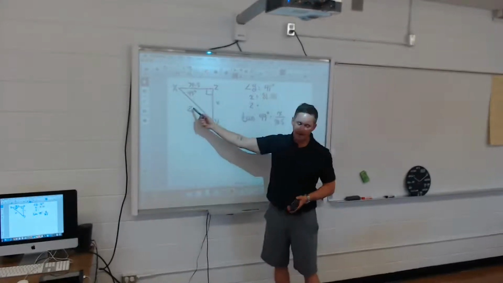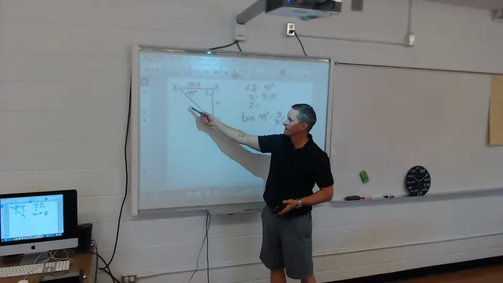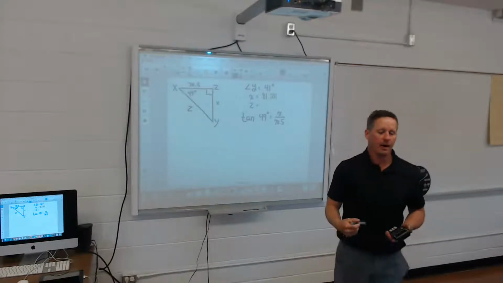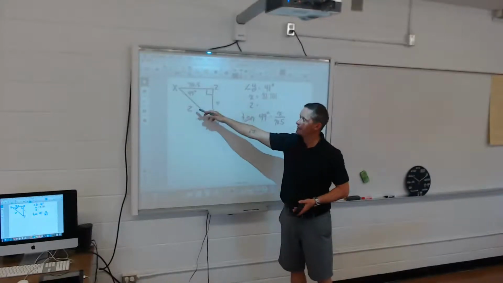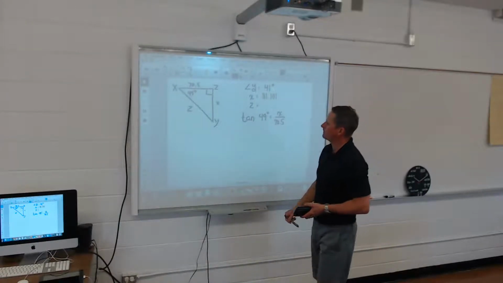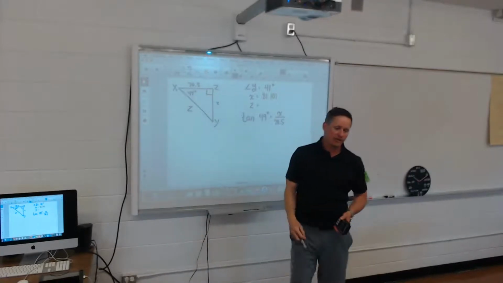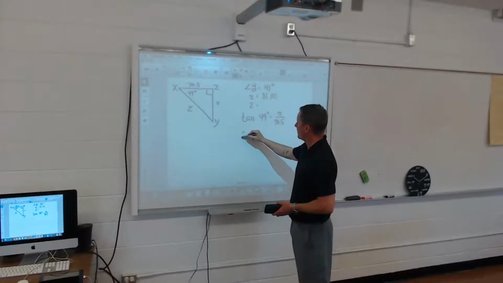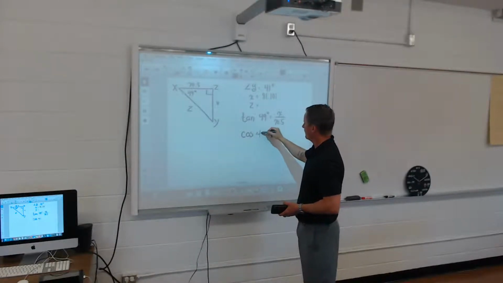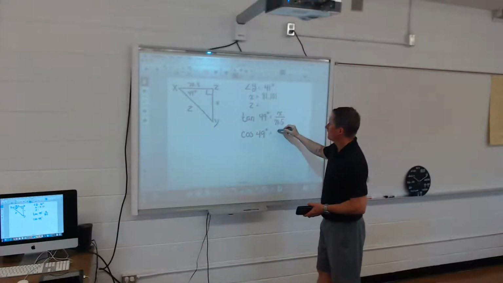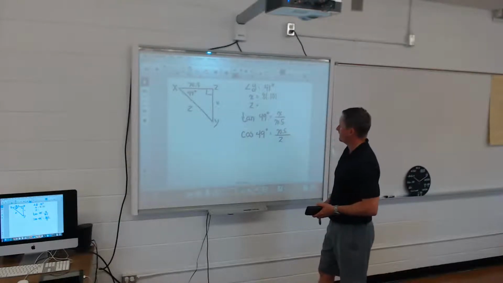Now I'm looking for little z. Where is little z in relation to 49? Well, some people like to call that the adjacent side because it's next to it. But we know better. We know that it is across from the right angle. Therefore, it's the hypotenuse. So that's my hypotenuse. 70.5 we've already established is adjacent to the 49 degrees. So now I'm talking about the cos of 49 degrees equals side adjacent 70.5 over z.